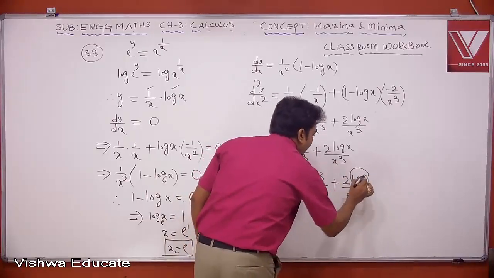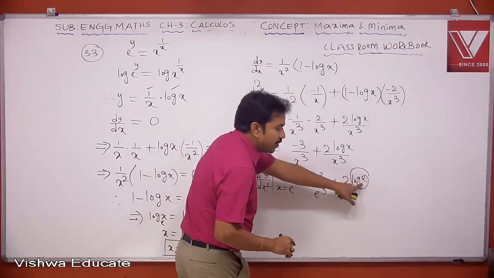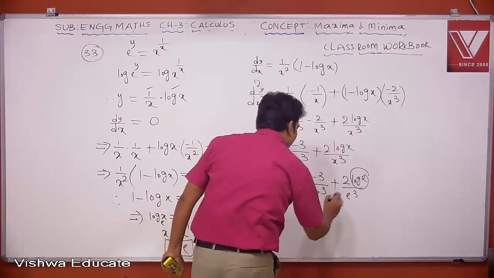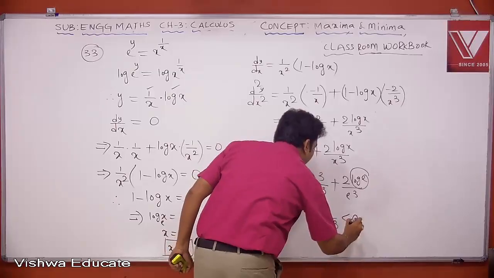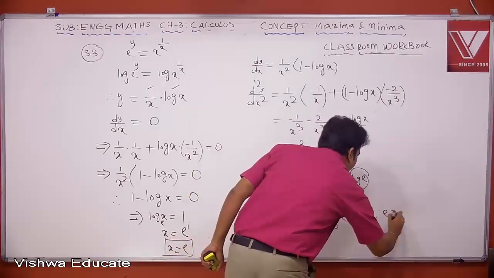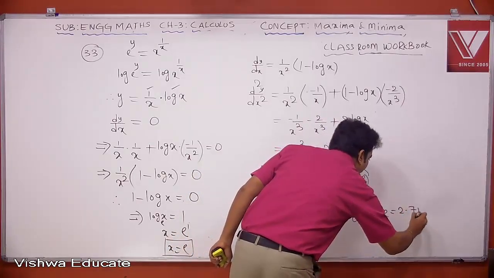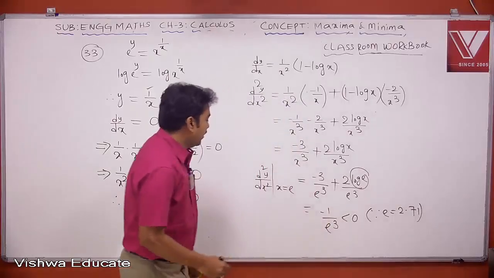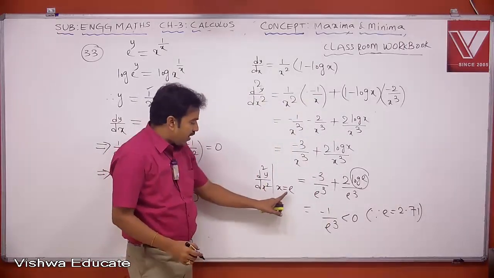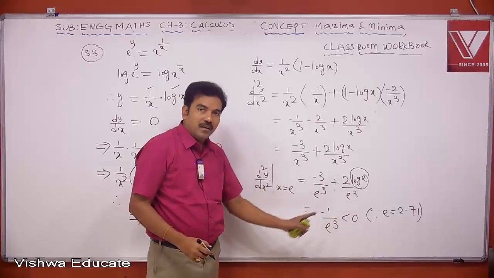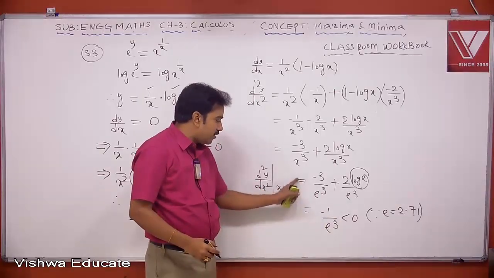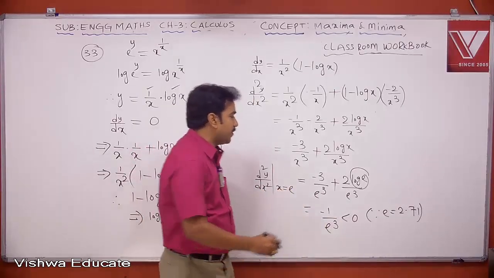Anyhow, log e is 1 only because the base value will be e. So therefore this is nothing but minus 1 by e cube. This is negative because e is a positive value, that is 2.71, Euler's constant. So d square y by dx square at the stationary point e is giving a negative value. Therefore, by the second derivative test, e is a local maximum.